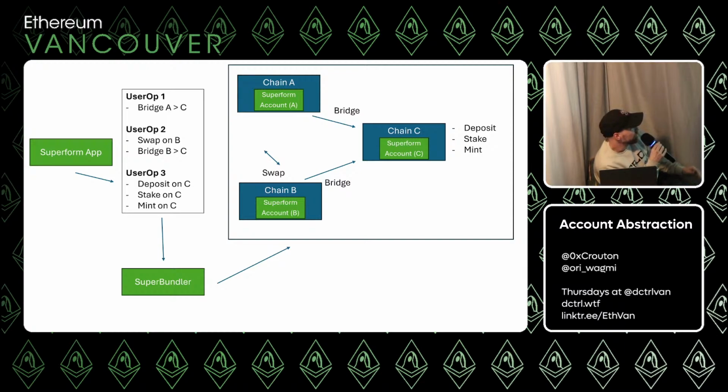Again, you have chain A, and there's a Superform account on each chain, right? You have one instance of your Superform account, which is your smart contract account, on each chain with the same address. And you see on chain A, there's the bridge. Chain B will be the swap, and then the bridge. And once it gets to chain C, it does the 3 actions we said, which are deposit, stake, and mint. So that's what that looks like.